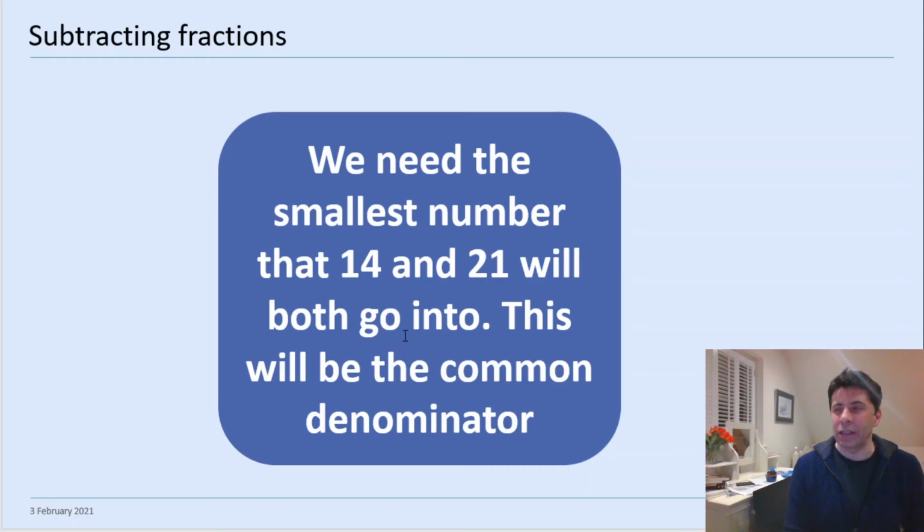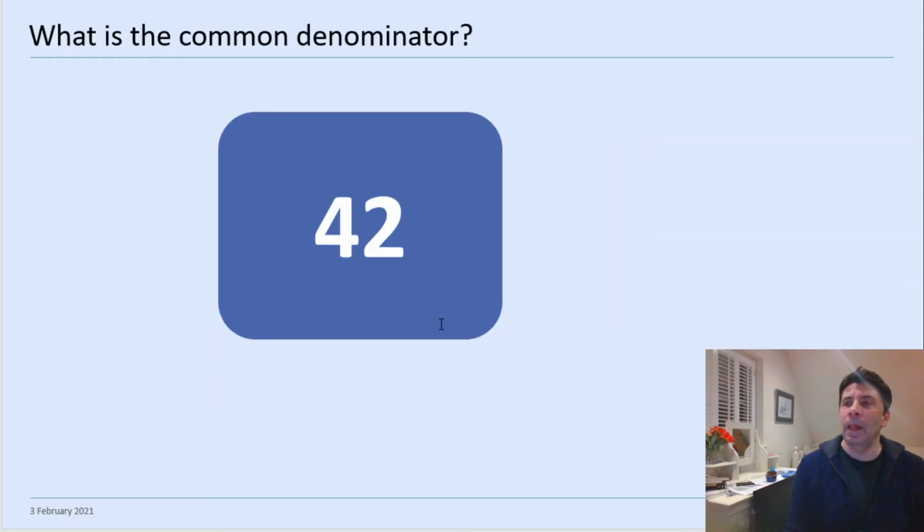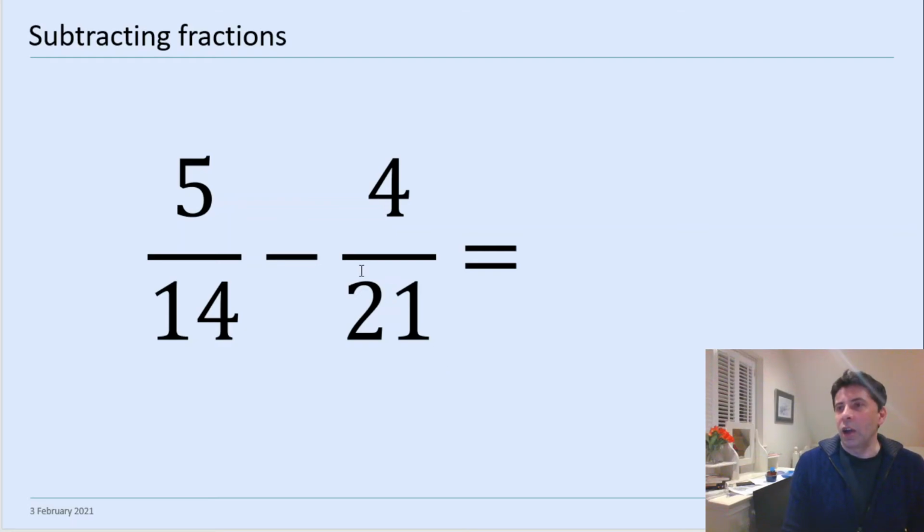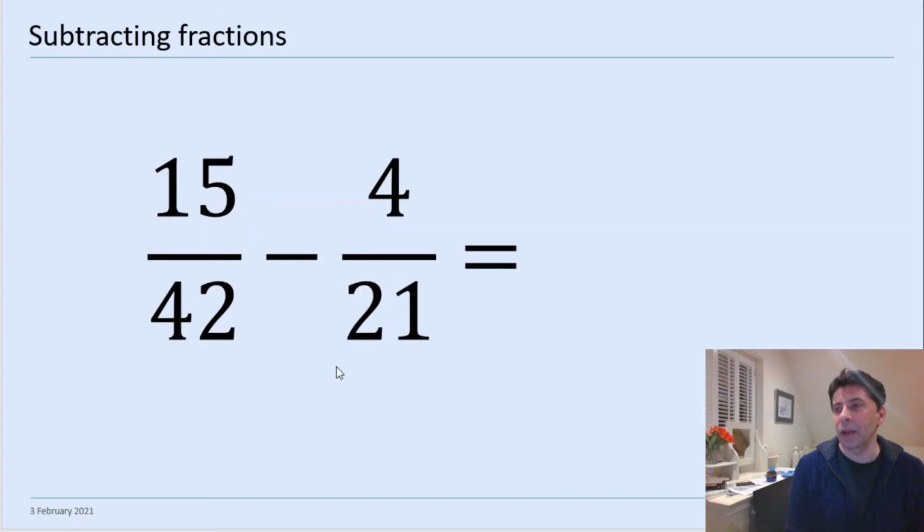This is a bit harder because it's outside the normal times tables. The answer is 42. So 5/14 minus 4/21. We're going to times the left one by 3 to get 14 up to 42, and then the top goes to 15. 5 goes to 15 when you times by 3. The right one we're going to times by 2. 21 times 2 is 42, so 4 times 2 is 8.